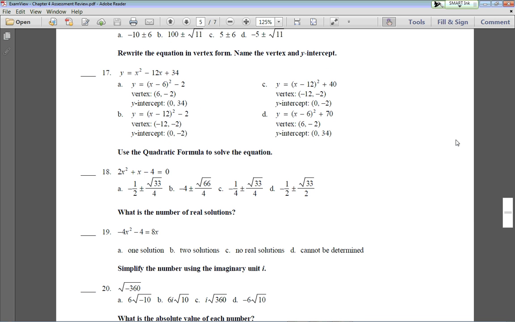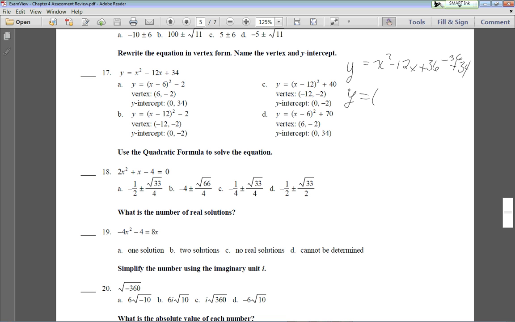17, it says rewrite in vertex form, name the vertex and the y-intercept. Alright, so we need to rewrite this in vertex form. So, let's do that by completing the square. X squared minus 12x, leave a little bit of room, put the plus 34. Half of 12 is 6, 6 squared is 36. Don't forget to put a minus 36.